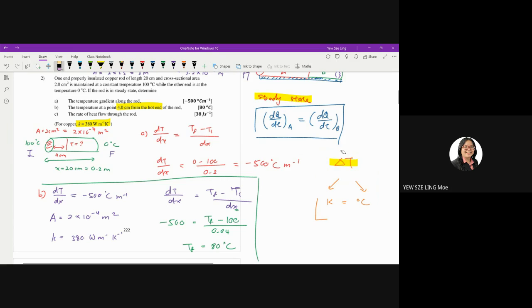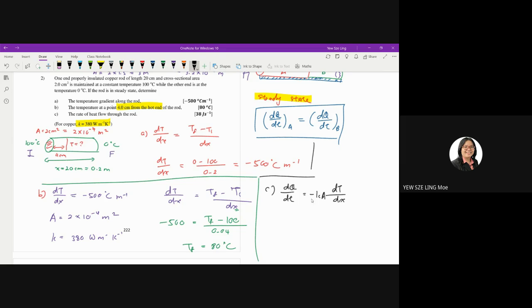Then question C. Question C, the rate of heat flow. The rate of heat flow is up to you whether you want to use the information from question B or question A. Both of them should give you the same answer. So in question C, I have the rate of heat flow dQ over dt, which is equal to negative K A dT over dx.